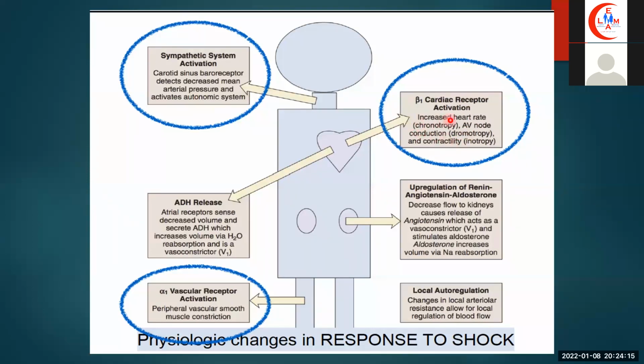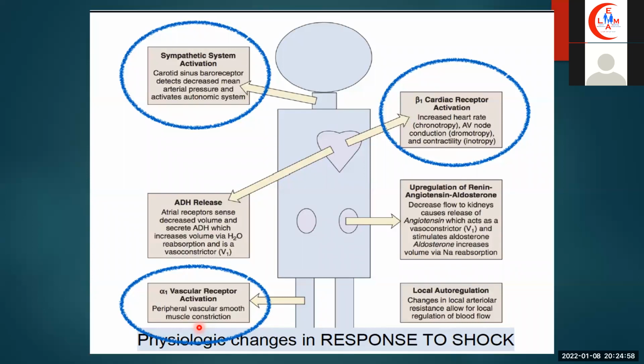So when there is a state of shock, what will happen? The heart rate will go up, the contraction of the heart becomes more in order to compensate and to elevate the blood pressure. The same thing when there is sympathetic activity, what will happen? It will act on the alpha-1 receptor and cause vasoconstriction. So when there's a vasoconstriction, what will happen to the systemic vascular resistance? It will go up. When it increases, this increases the cardiac output and it will increase the blood pressure. So this is the reaction when the patient is in a state of shock.